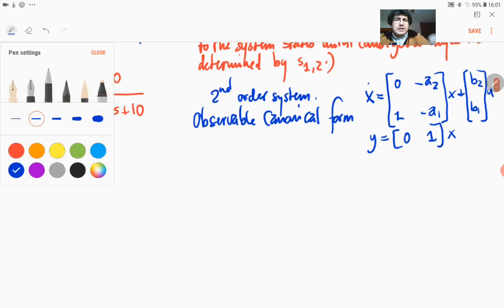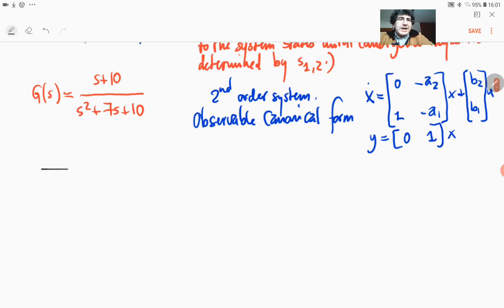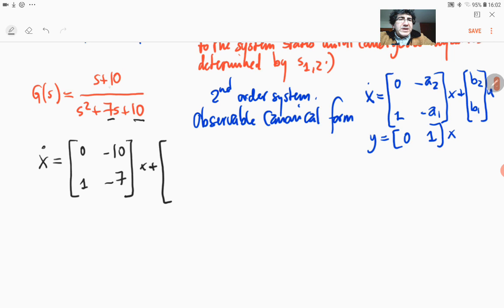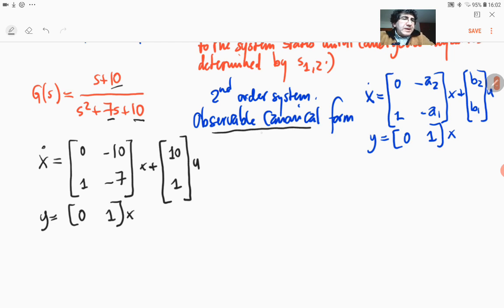So let's apply that to our given numerical values. So we have, in this case, our system becomes x dot equals 0 and minus 10. Minus 10 is coming from here, right? 1 and minus 7. Minus 7 is coming from here. X plus, now the B matrix is coming from the numerator coefficients. So it's going to be 10 and 1 times u. And y is equal to 0, 1, x. So this is our observable canonical form, okay? Remember that observable canonical form actually is always observable, always fully observable.